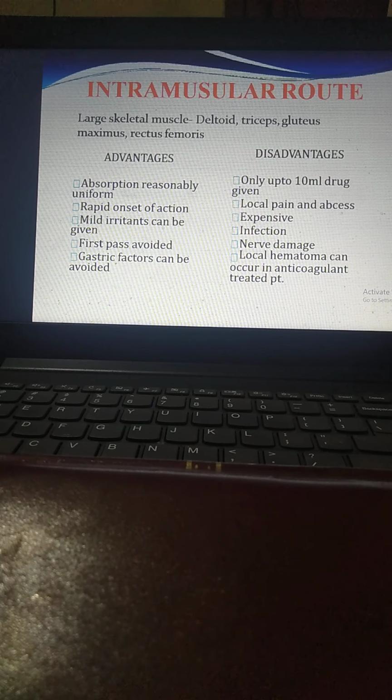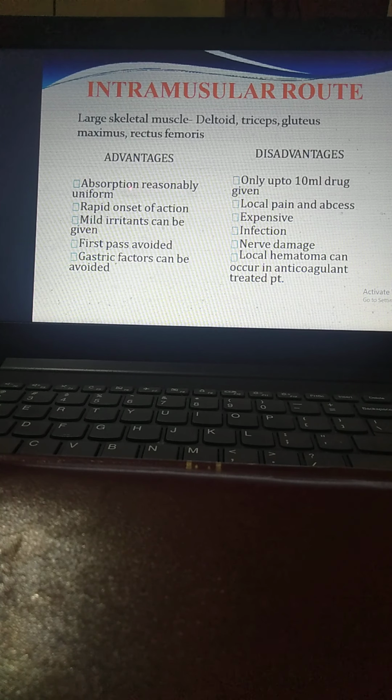And now the intramuscular route. Large skeletal muscles, we have deltoid, we have triceps, gluteus maximus and rectus femoris. These are the areas where, anatomically, we can give these drugs. And you have to make on the practical notebook the skeletal muscle, deltoid muscle. You have to show it on the practical notebook.